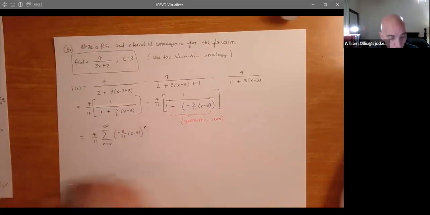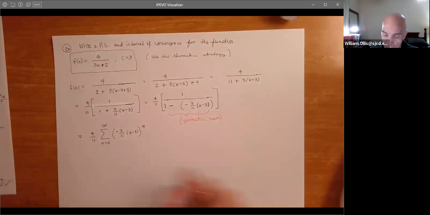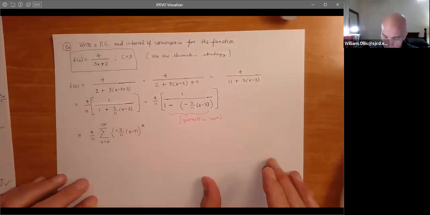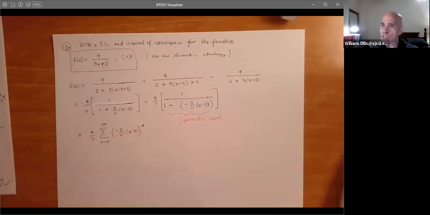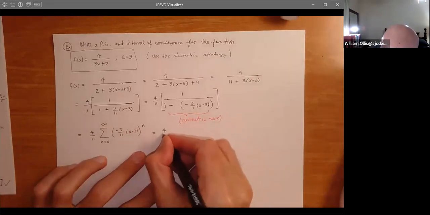Now, like we did before, and this is your choice, we can go ahead and dress this up a little bit. There's nothing wrong with this, this works, but if you like, we can bring the 4 over 11 inside and use the laws of exponents here just to clean it up. No big deal, but we're used to seeing this when we do our power series problems. So let's clean this up a little bit. So this gives us 4 over 11.